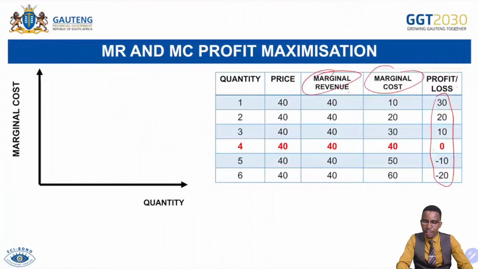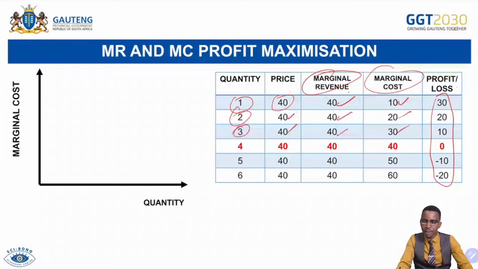So in the first place, in quantity number 1, the price is 40. How much is marginal revenue? It's 40. How much is the cost? It's 10. Then the firm is making a profit because revenues are more than the cost. Quantity number 2, and then the price is 40. The marginal revenues are 40. Marginal costs are 20. Then the firm is also making a profit because revenues are more than the cost. And then quantity number 3, price remains at 40, but the marginal revenue is 40 also. And then the marginal cost is 30.